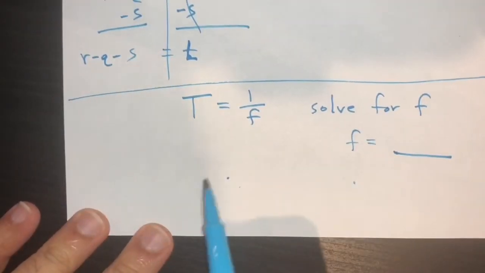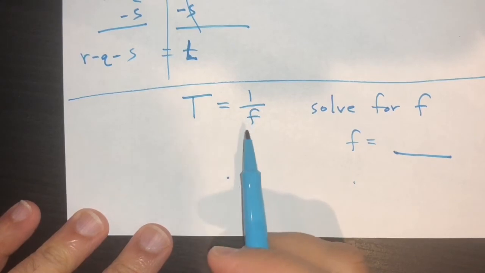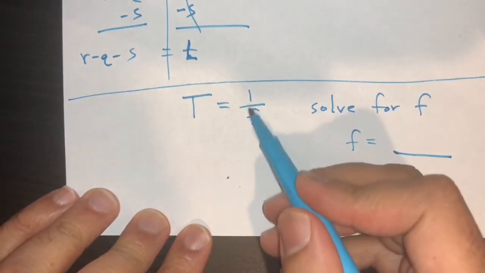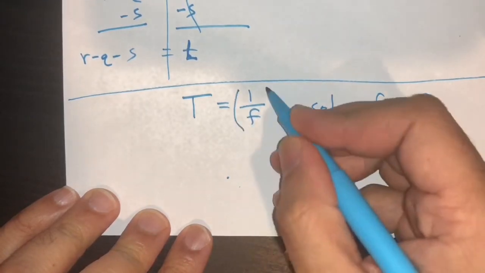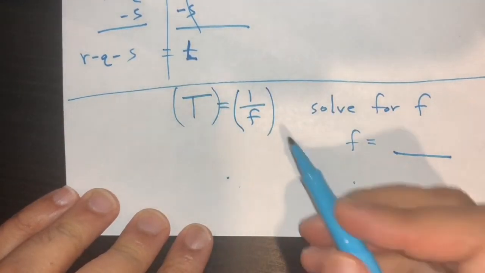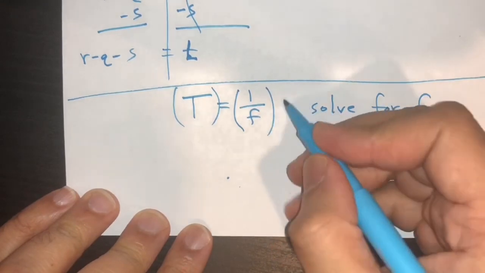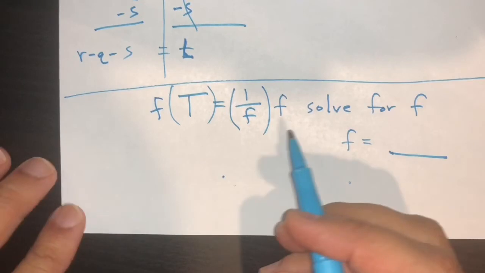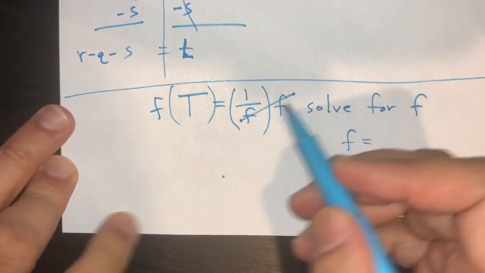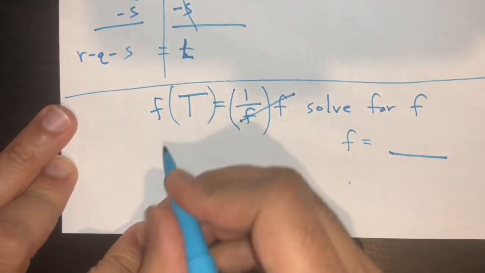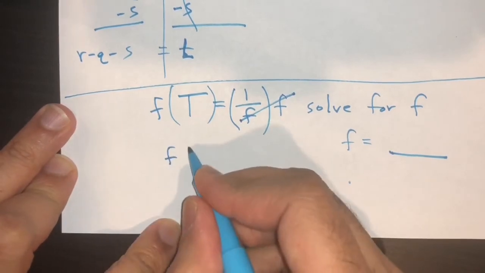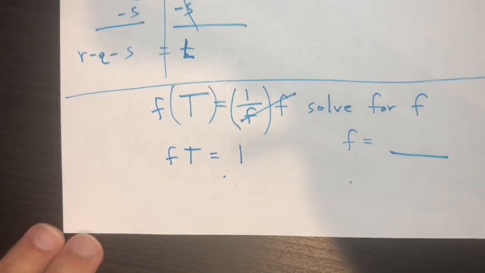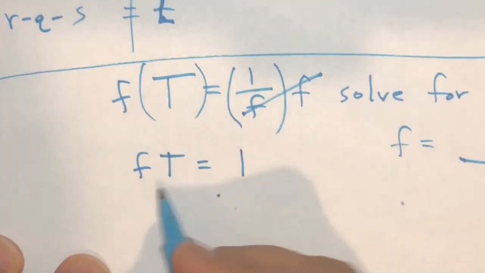So for this last one, we have T equals 1 over F, and we want to solve for F. It gets a little tricky here. So we know that there's division going on here, so we know we need to multiply both sides. The denominator is what we have to multiply by, so we have to actually multiply both sides by the variable that we want, which is F. Even though it cancels out on this side, it's still over here on this side, so we're left with F times T equals 1, and then we want the F by itself.